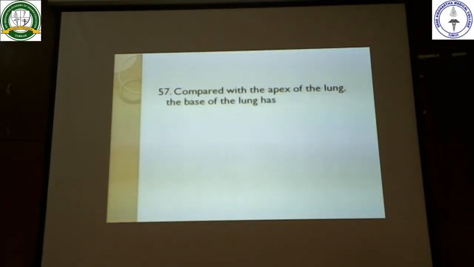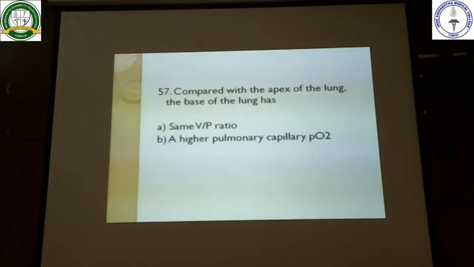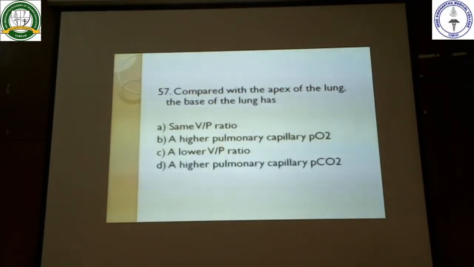Compared with the apex of the lung, the base of the lung has the same ventilation perfusion ratio, higher pulmonary capillary PO2, lower VQ ratio, or higher pulmonary capillary PCO2. The answer is lower VQ ratio. Okay, so the normal VQ ratio is 0.8. You are going to expect around 0.6 to 0.5 in case of the base, whereas you are going to expect a higher VQ ratio in case of the apex.